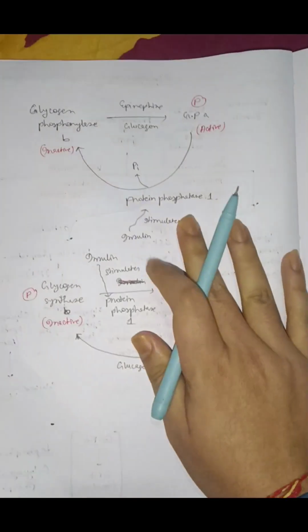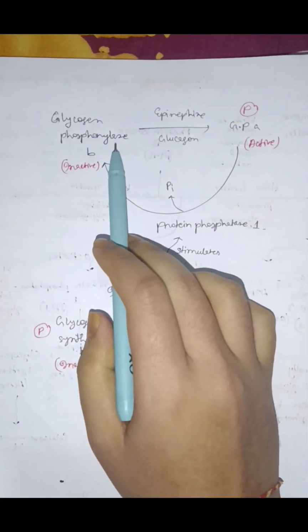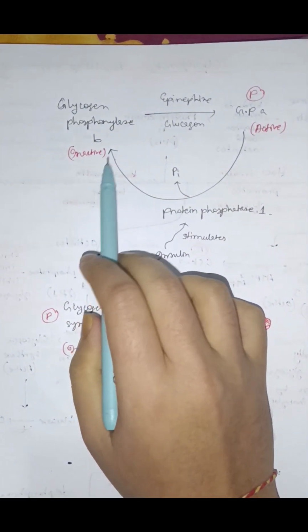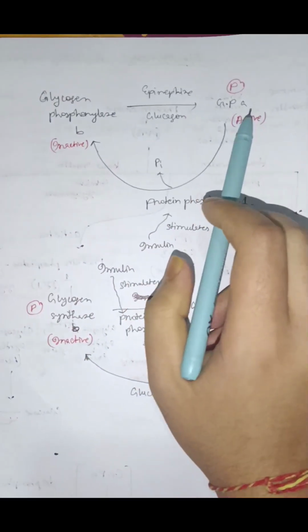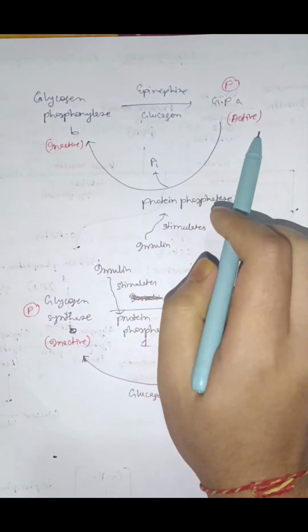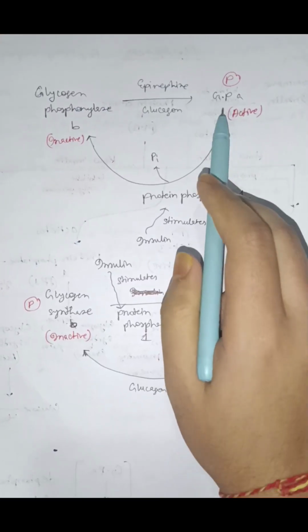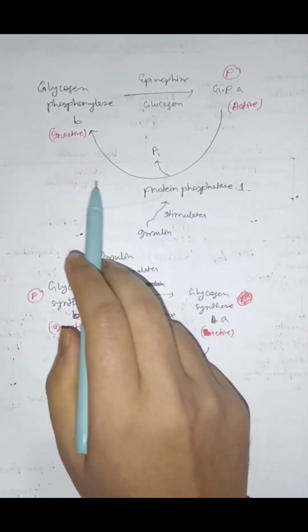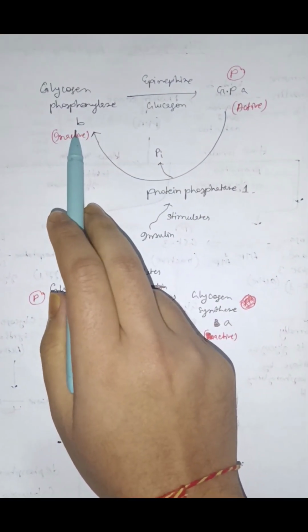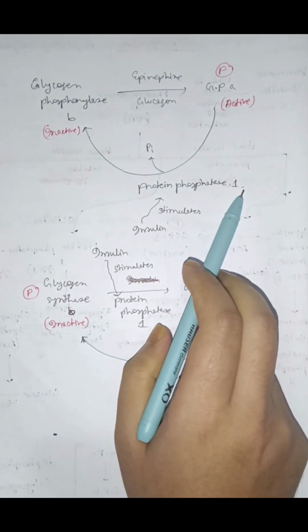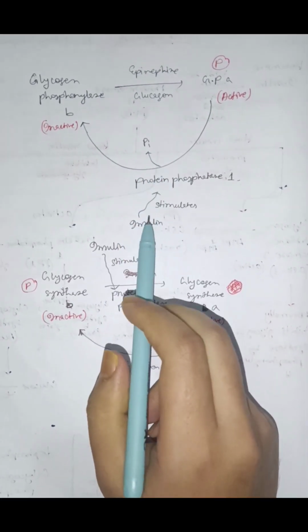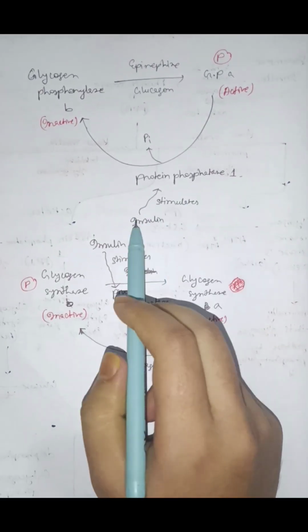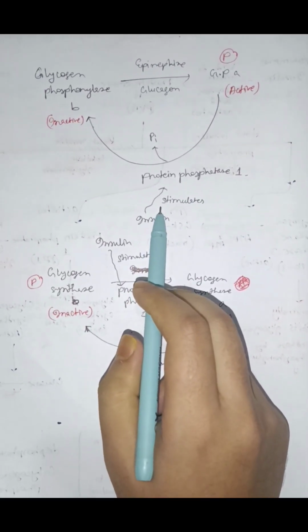Now in summary, glycogen phosphorylase B was initially inactive, but epinephrine and glucagon phosphorylate it, and therefore it is converted into the active form, that is GPA. Now this GPA can again be converted into its inactive form by protein phosphatase 1 with the release of inorganic phosphate, and protein phosphatase 1 is stimulated by the hormone insulin.